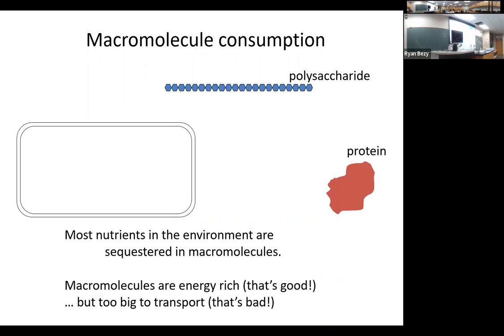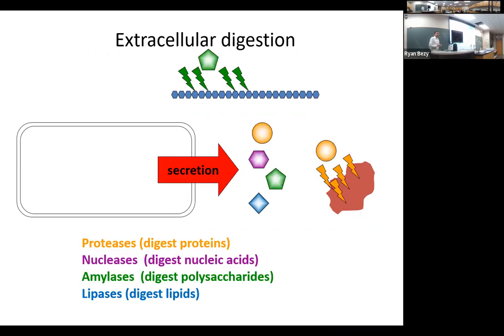Remember, membranes are selectively permeable barriers. Even if a cell had a nutrient transport channel or a few other things, a lot of times an entire protein molecule or an entire polysaccharide molecule is just too big to get into the cell easily, or at all. So cells have to have other ways to get nutrients in. Usually with something like yeast, they secrete digestive enzymes. They make enzymes that digest other molecules.